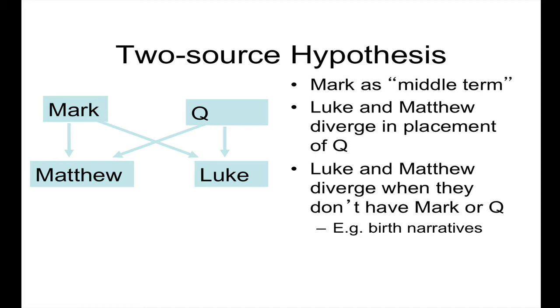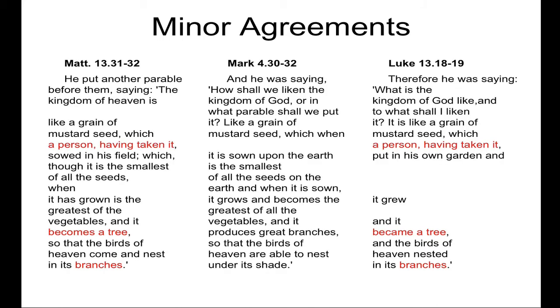Having, I hope, made the strongest case possible for it, I now want to complicate the story by noting some of the data that don't fit this model. The chief problem with the two-source hypothesis is what are called the minor agreements. And I'll illustrate what minor agreements are. Minor agreements are instances where Matthew and Luke agree with each other and not with Mark. That is, they agree against Mark, is how this is worded.